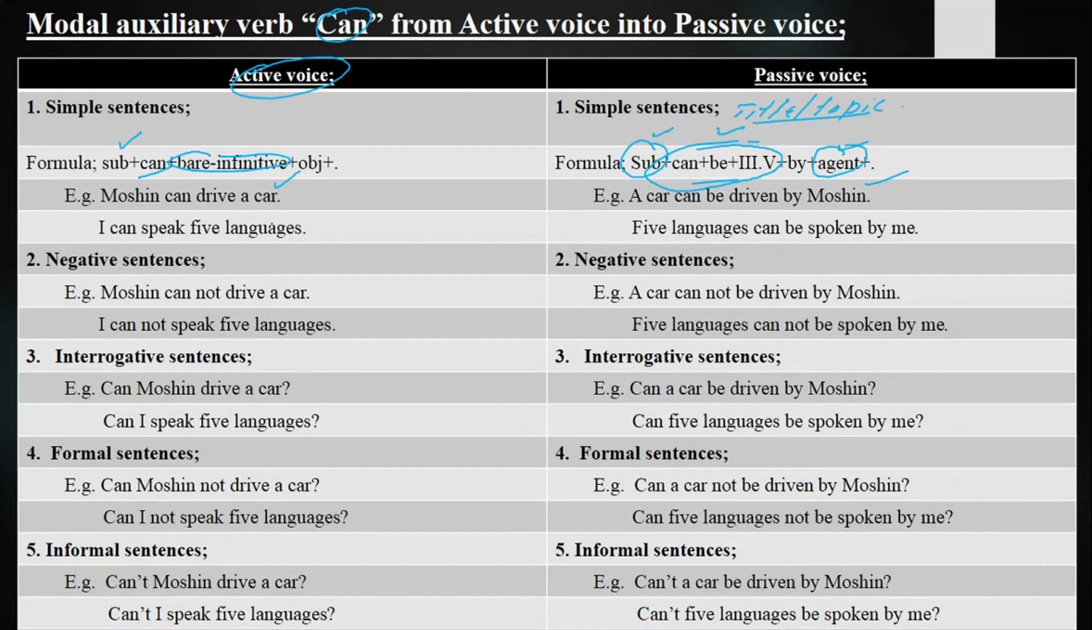I can speak 5 languages. 5 languages can be spoken by me. I am giving you the possibility. If you want, I can speak any of them. If you don't, so I will not speak it by myself.